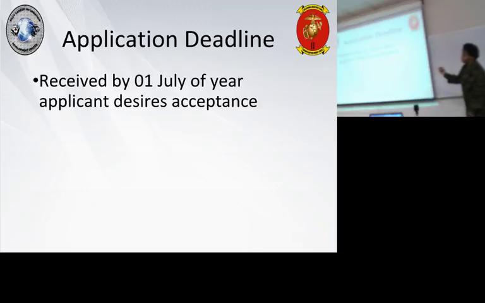All right, so the applications for STA-21 must be received by 1 July of the year that the application desires acceptance. So 1 July of this year, if you want to be accepted this year, 1 July of next year. So just keep this in mind. If you want to apply for STA-21, July is always going to be the deadline for this program. Any questions?